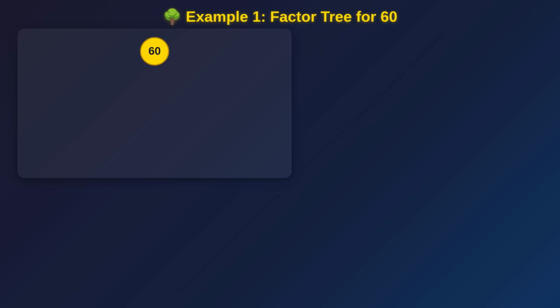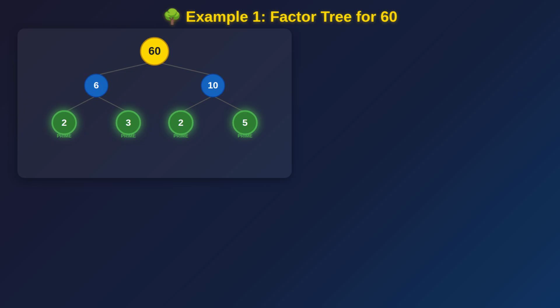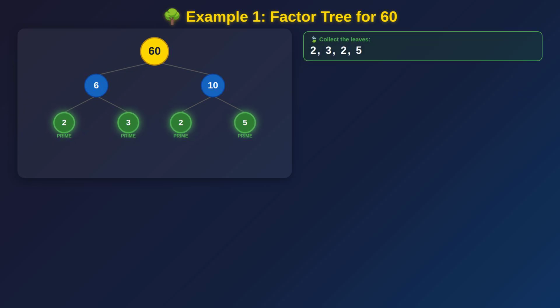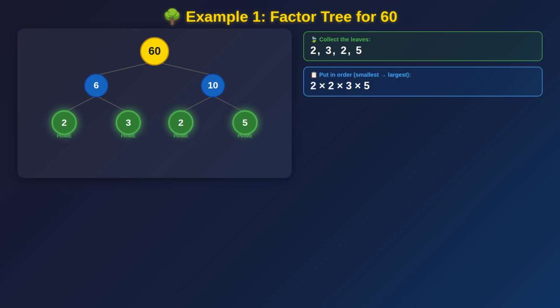Okay, this is the exact problem Marcus had on his worksheet. Let's find the prime factorization of 60 using a factor tree. Start with 60 at the top. Let's split it into 6 times 10. Now branch 6 into 2 times 3. Both prime, so those branches stop. Now branch 10 into 2 times 5. Both prime, those stop too.